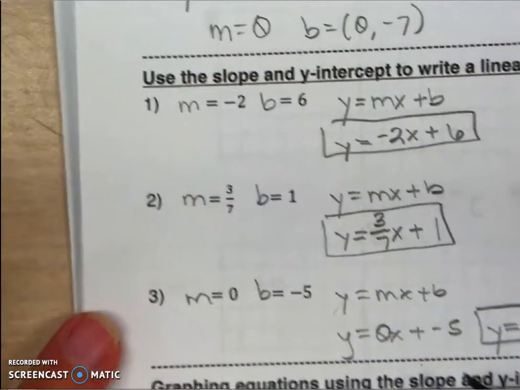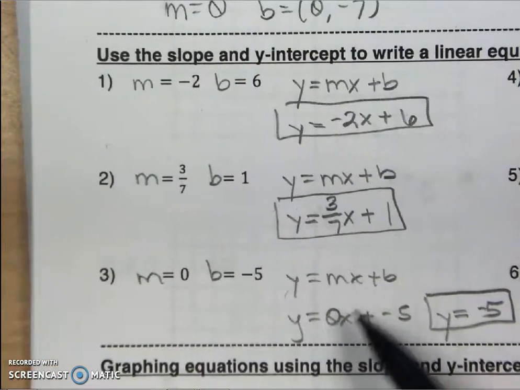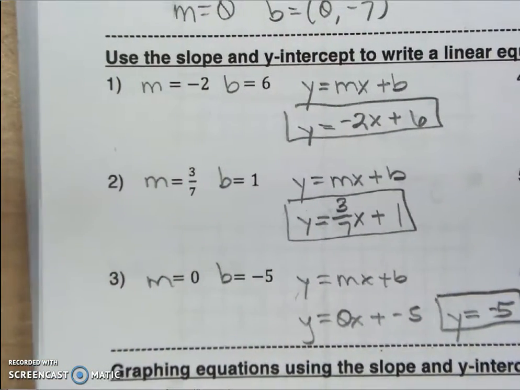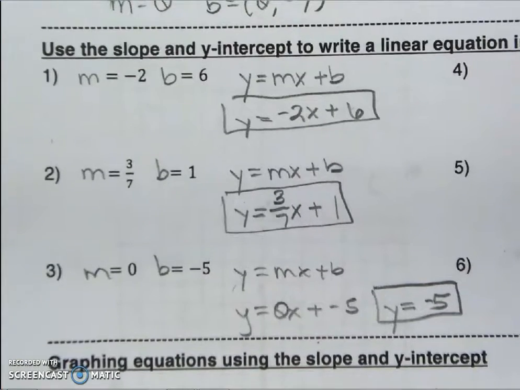Okay, notice 0 times anything is 0, so this x would just go away if the slope is 0. All right, so that would be our horizontal line.